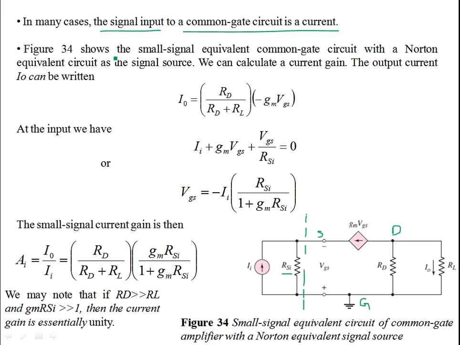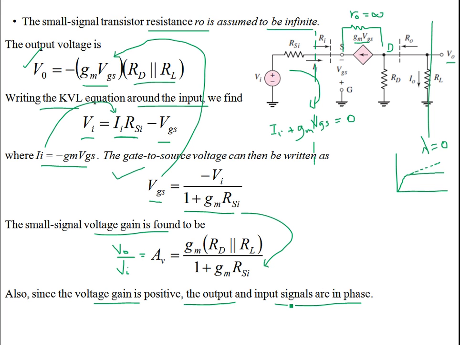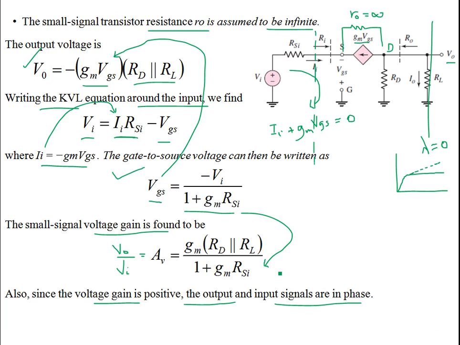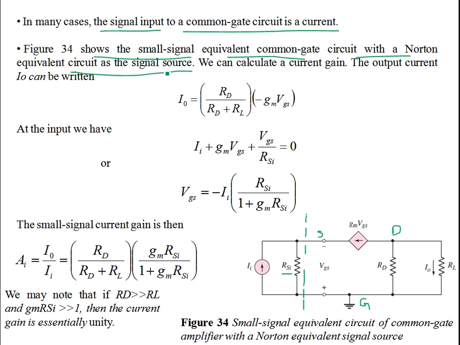So figure 34 shows the small signal equivalent common gate circuit with the Norton equivalent circuit as the signal source. The signal source is replaced by the Norton equivalent. And remember, this Norton equivalent and the Thevenin equivalent are one and the same thing. You can derive the equivalence between VI and RSI over here, VI and II over here. II is the input current. Notice over here, this is the input current. This II becomes the independent current source.